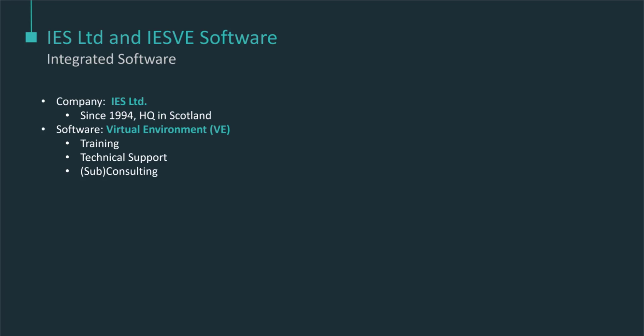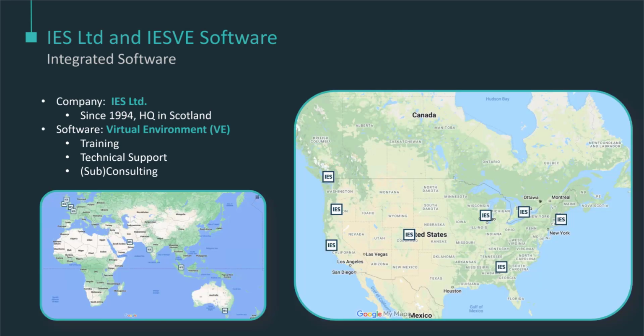So IES have been around since 1994. We've got users all over the world. I think they're over 130 countries now. And our core product is the virtual environment software. So we do also provide software training, tech support, and even some sub-consulting. But the primary goal of the business is to develop the virtual environment software platform that is used for the design and compliance of building systems and sites.